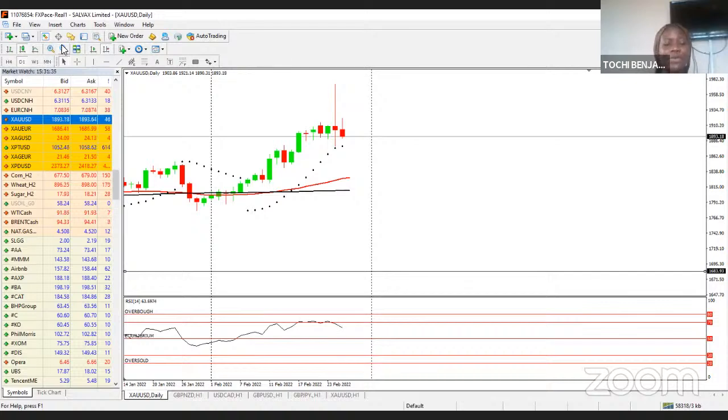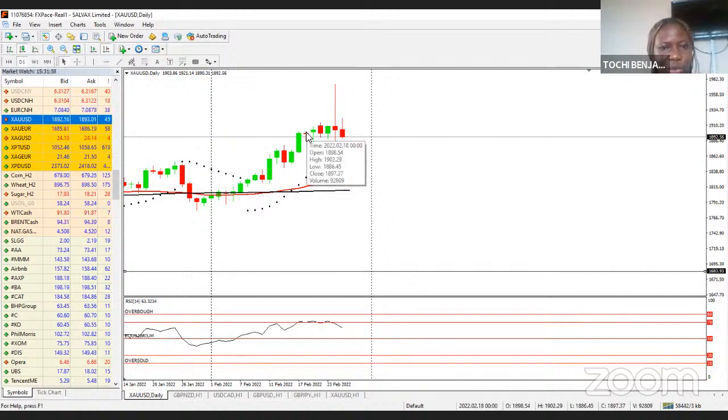Anywhere I spot that, even if I don't have money in my account, I'll go back to my account and fund it and make sure I trade it. I don't play with that cloud cover. This is a dark cloud cover. This gold, this and this. I hope you can see what I'm showing you. This is the green one.